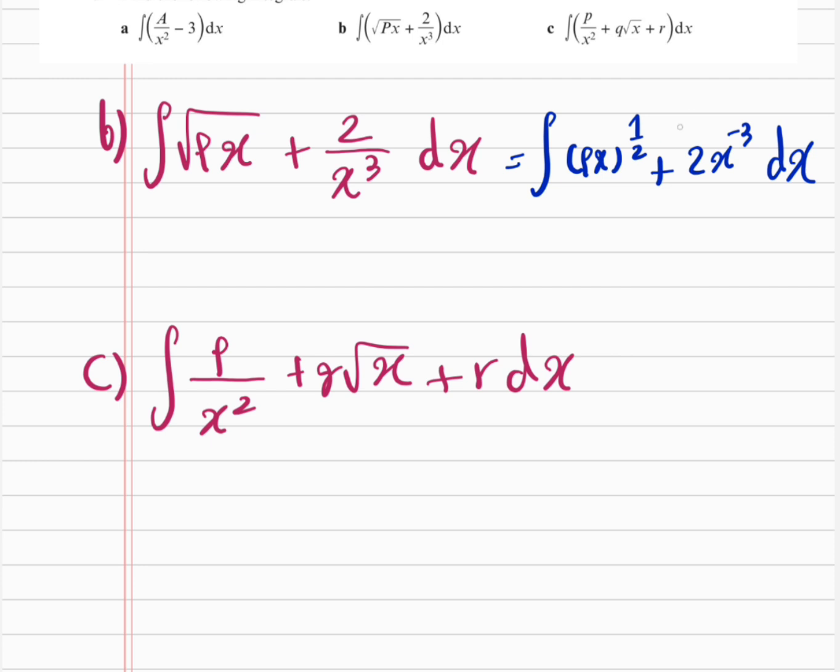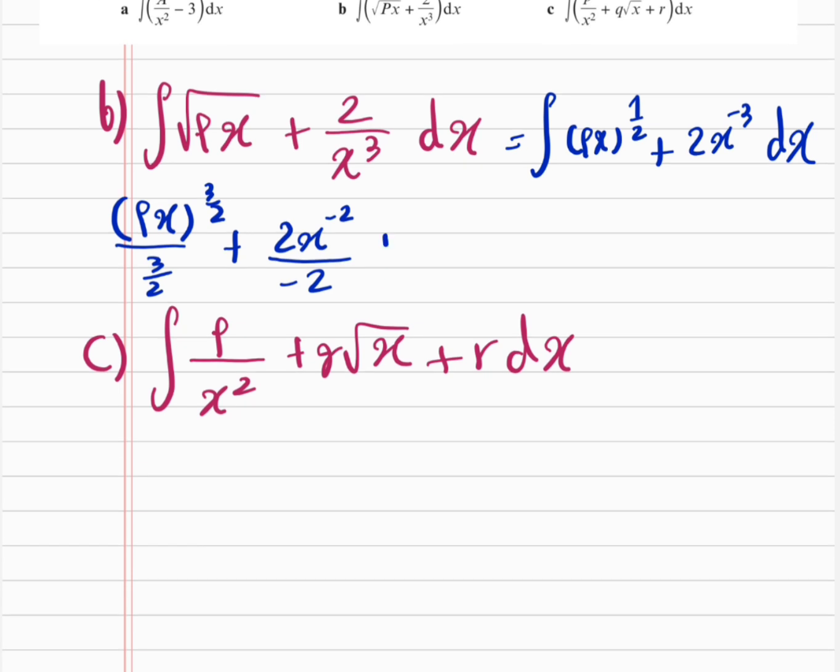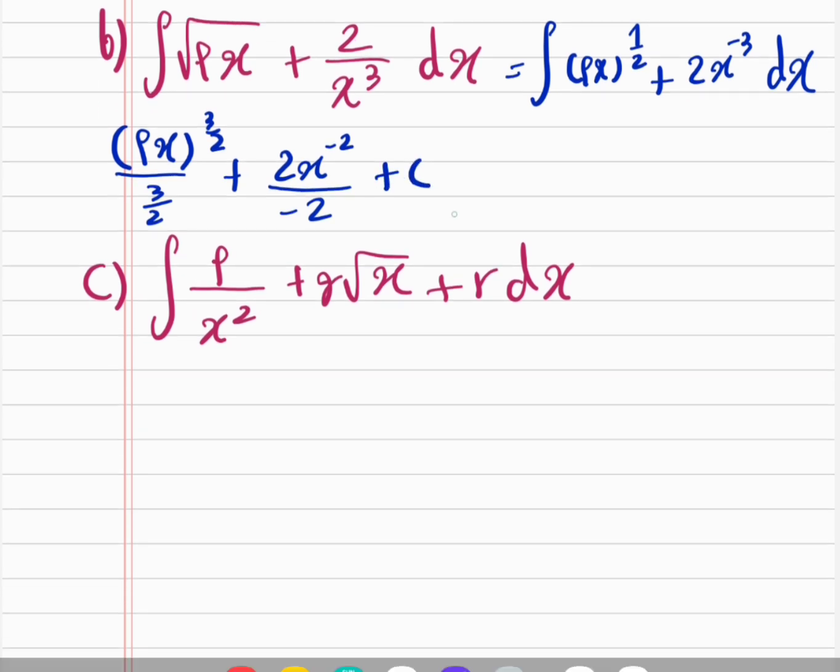So for the first term we add 1 to the power, which is a half, and that becomes 3 over 2, and then we divide this expression by 3 over 2. So we'll have px over 3 over 2, because we divide by the new power, to the power of 3 over 2, plus for the next bit we add 1 to minus 3, and we'll have 2x to the power of minus 2 divided by minus 2 plus c, which is the constant of integration.